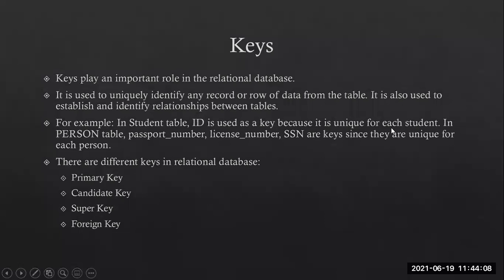In our class, the roll number is what? 401. We have to use this roll number as a unique key here. Then in the person table, passport number, license number, and social security number are keys since they are unique for each person. Passport number cannot be the same for everyone. It is going to be different for everyone. My passport number cannot be the same as Aishwarya's.